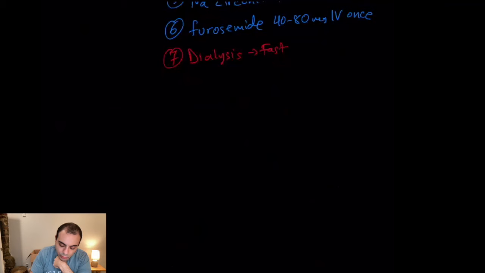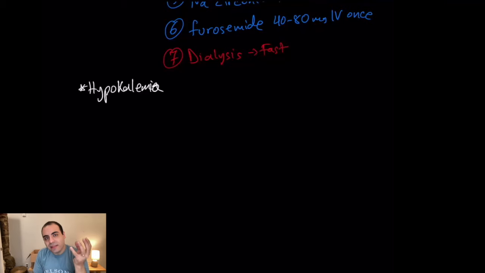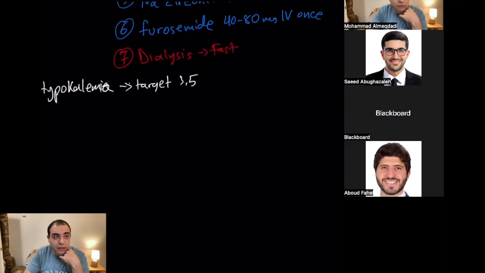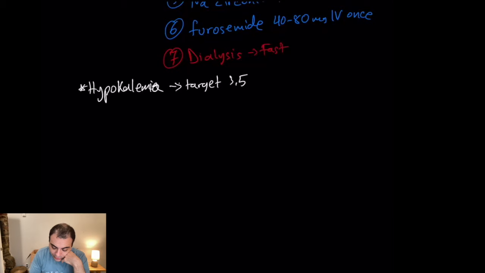Okay, so hypokalemia, again, we're talking about when your potassium is less than 3.5. It depends on the target. Okay, depends on the target. Usually the target is 3.5. But for somebody who you're actively diuresing, or somebody who has CHF that you're actively diuresing, you will target a 4.